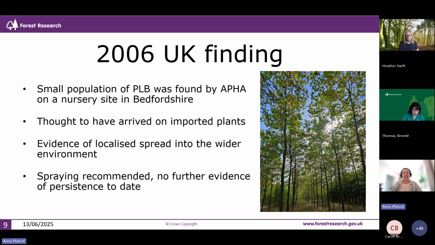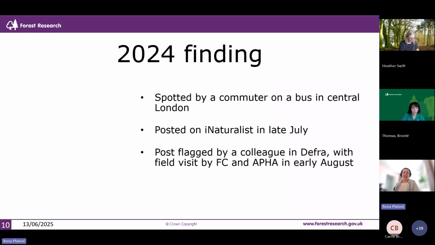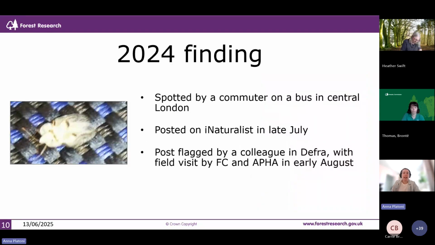After this, no further records of PLB in the UK were made until late July 2024, when a report was made on the web recording platform iNaturalist by a member of the public. They were travelling on a bus through South Kensington, and they spotted an interesting looking insect wandering around on their rucksack. They snapped a blurry photo.